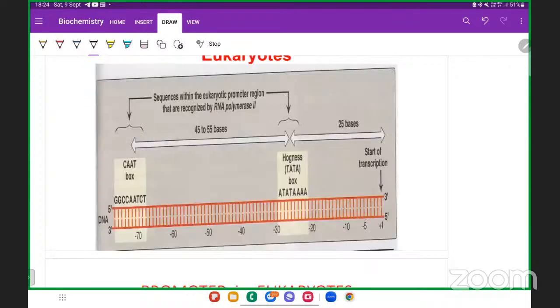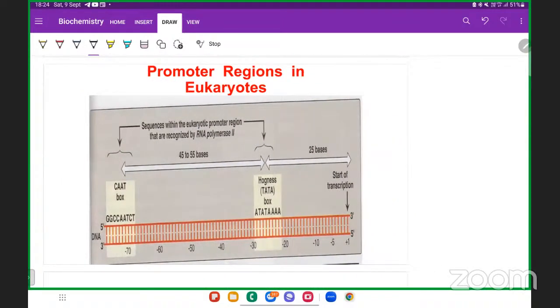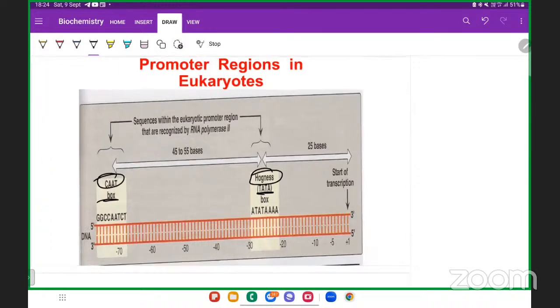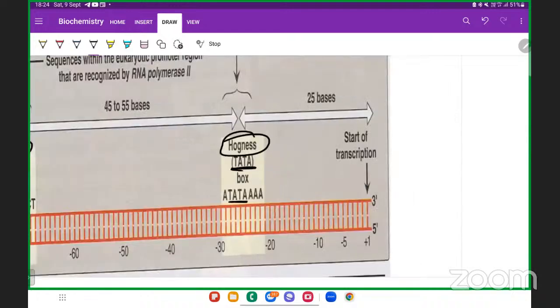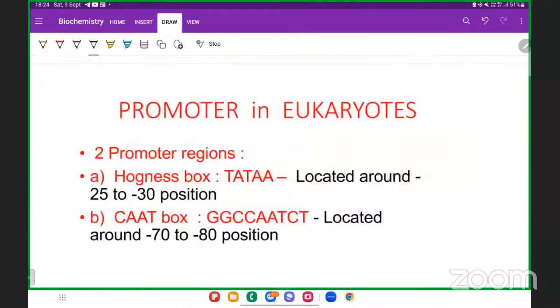Okay? So the promoter side. As I told you, the promoter region in eukaryotes is going to be the Hogness box, the TATA box, and the CAAT box. Now you can ask me what is the Hogness box, TATA box, and CAAT box. In the sequence at the promoter region, you can see a TATA, that we call the TATA box. Can you see a CAAT? That we call the CAAT box. Now you understood, right? Everyone is going to be a promoter region. That's all.